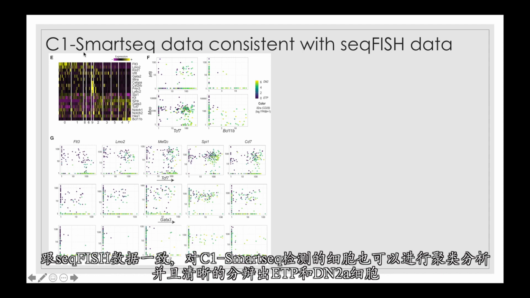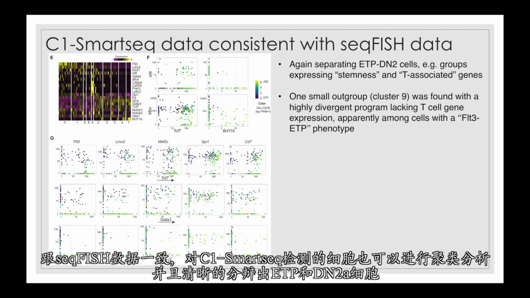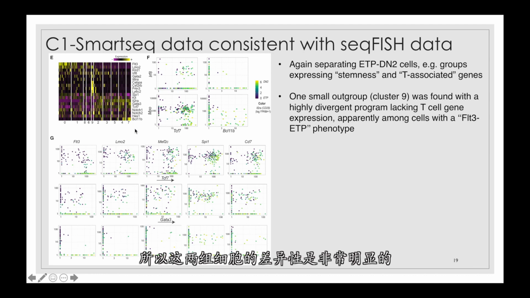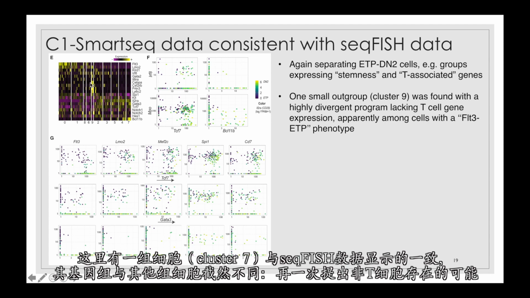And consistent with the seqFISH data, the cells can be automatically clustered into 10 clusters. And again, it separates the ETP and the DN2 cells, because the first group of cells here expresses most of the stem and progenitor genes, and the end cluster, cluster 7, only expresses the mature T cell markers. So these two groups of cells are very distinct from each other. And here is another cluster which is similar to the cluster revealed by the seqFISH before, which is cluster 9. So this is the cluster that raised the possibility again that maybe they're the outgroup of cells.